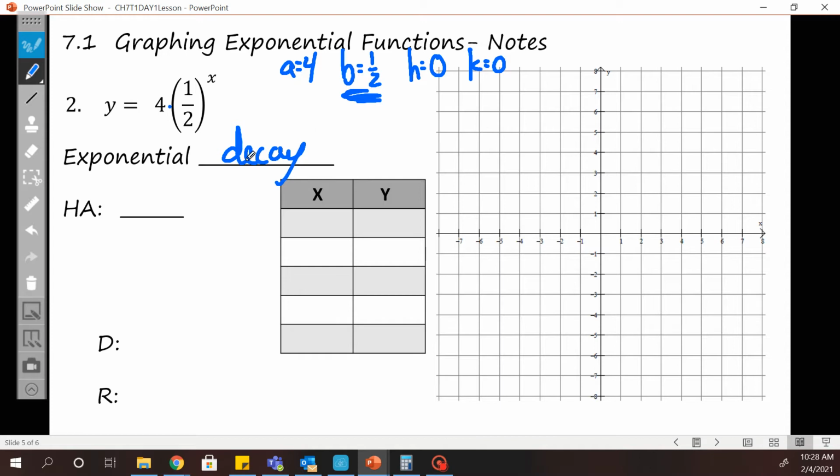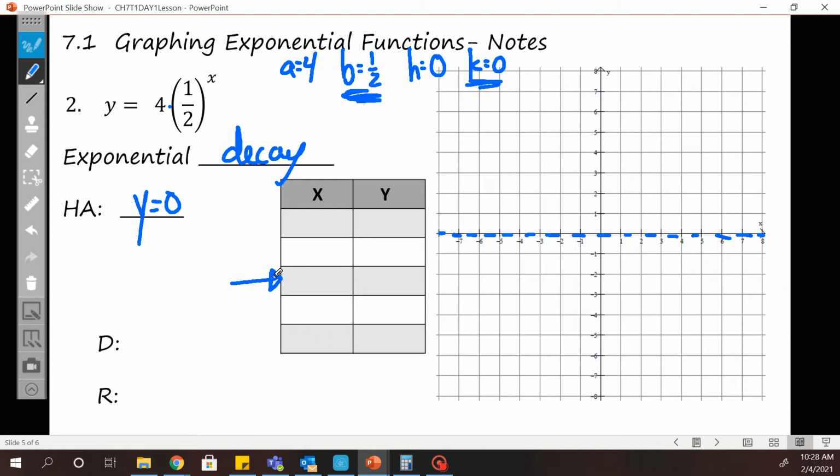The horizontal asymptote is always equal to the k value, so it's y equals 0. The k value is 0, which means that the asymptote here is going to be at 0. So the graph is never going to cross that dotted line.